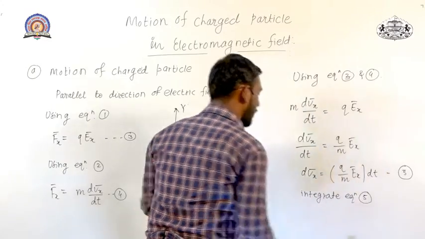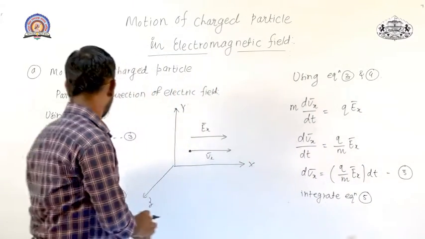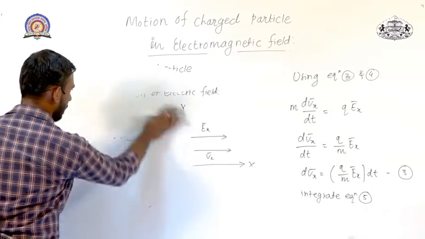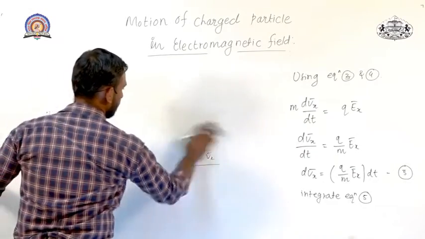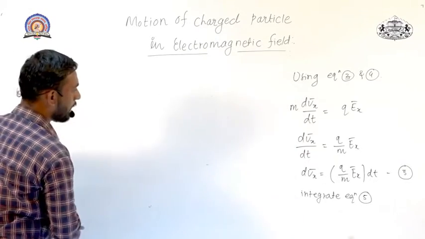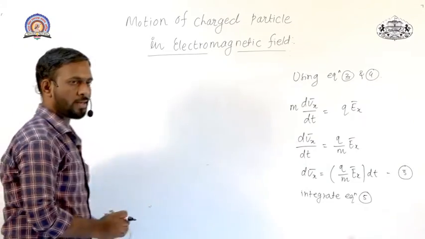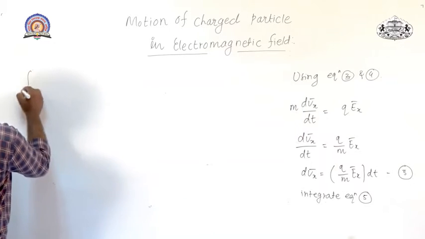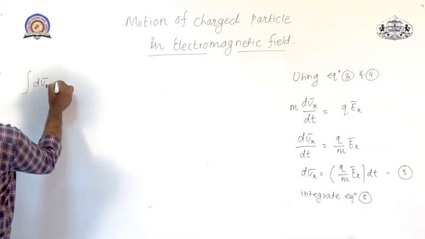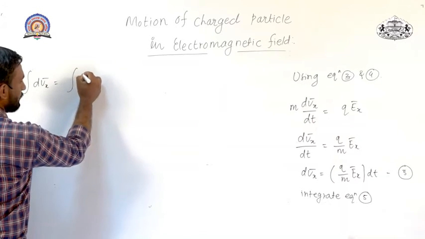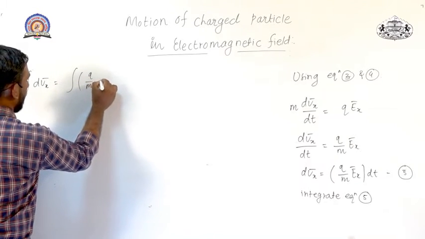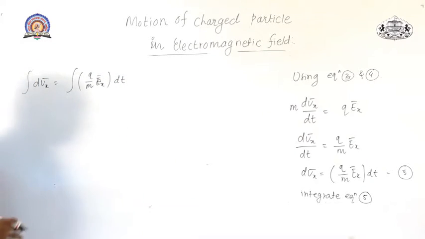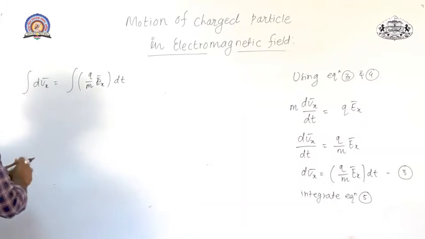Suppose this is equation number 5. If we integrate equation 5, what do we get? Of course the integration is indefinite integration, so there is no upper limit and lower limit. So the integral of dvx is equal to the integral of q upon m into Ex dt. What is the integration of dvx? Vx.